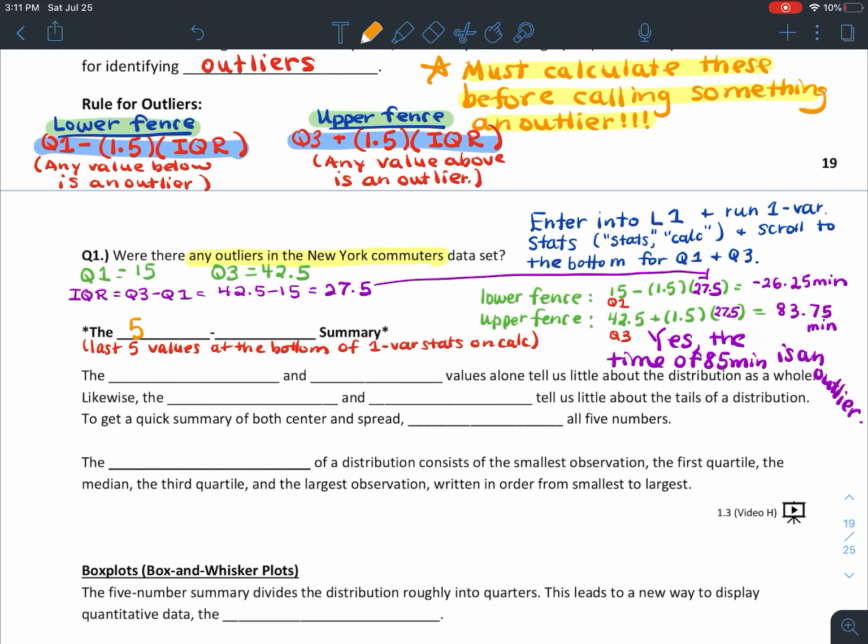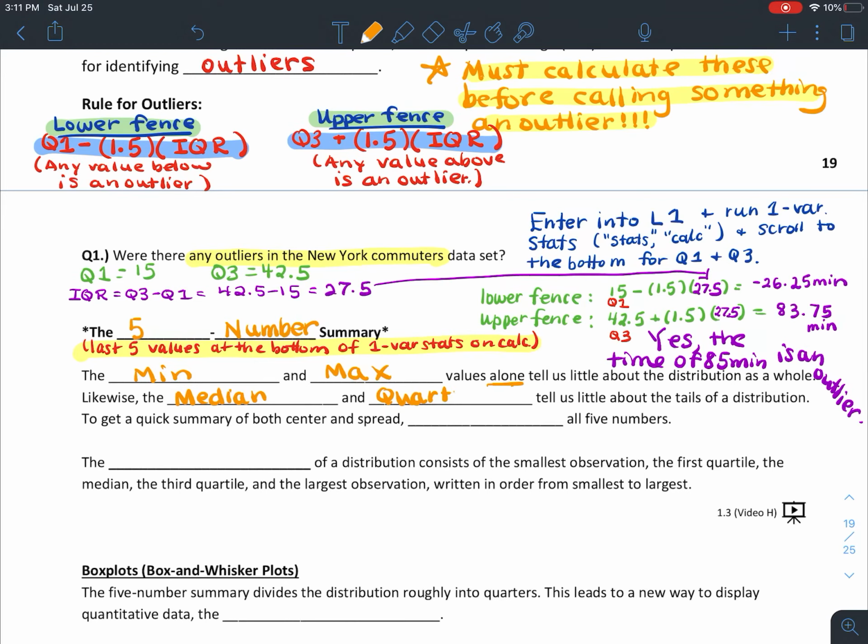Lastly, what's called a 5-number summary. These are basically the last 5 values at the very bottom of the screen when you run one variable stats. In essence, the mean and the max, those values all by themselves don't tell us a whole lot about the distribution.